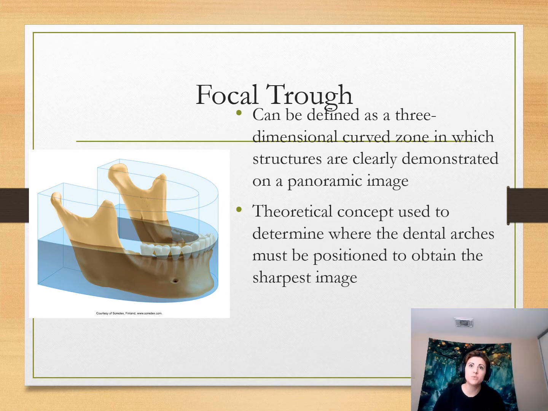So for this one, it's a three-dimensional curved zone in which the structures would be demonstrated perfectly. The focal trough is a theoretic concept which determines where the arches should be placed in order to get that best image. It's also known as an image layer, which just means that one tiny layer of space where the image comes out well. The patient's jaw should be positioned in this zone in order to get as clear and well-defined an image as we can get.